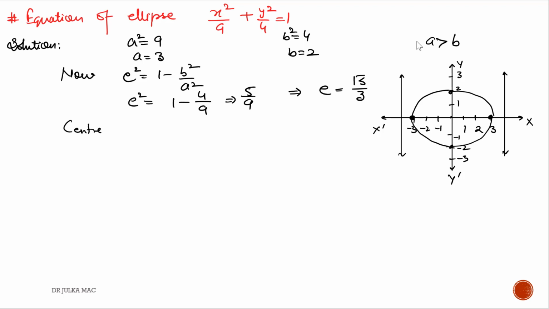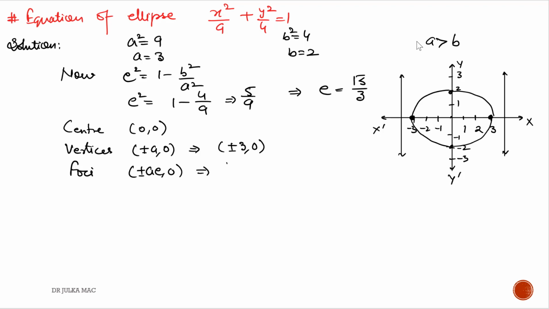Here, center at origin. So center is 0, 0. Vertices are plus minus a, 0. This implies this is plus minus 3, 0. Foci plus minus ae comma 0. A is 3 and e is root 5 by 3. So we'll get the answer plus minus root 5 comma 0.